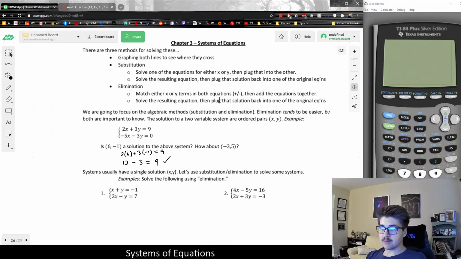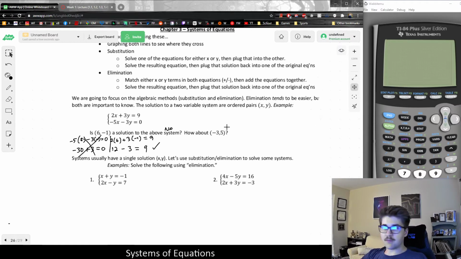What about the other? Does (6, -1) work in the other? So if I were to plug it into the second equation, I would have negative 5 times 6 minus 3 times negative 1, and that's supposed to equal 0. That would be negative 30 plus 3 equals 0. Definitely not true. So basically, no, (6, -1) is not a solution to the system.